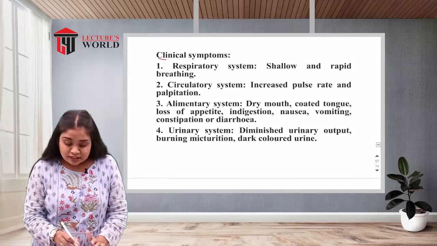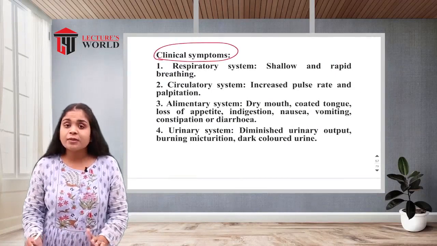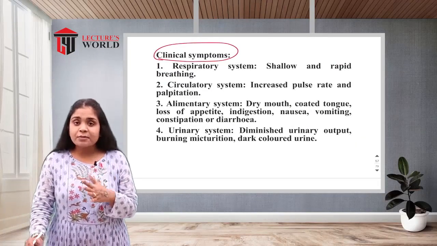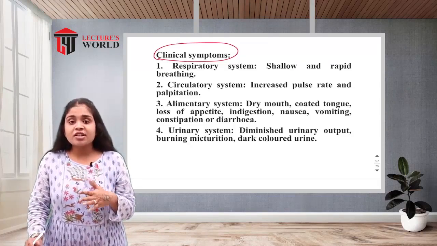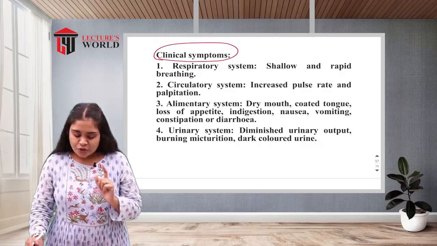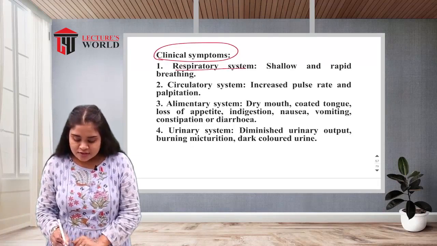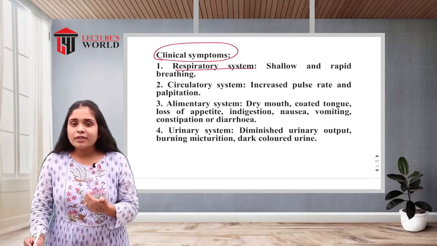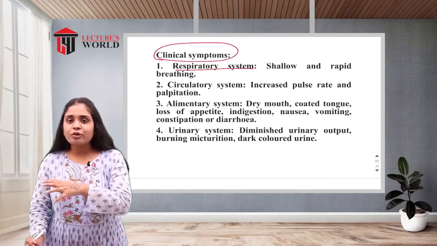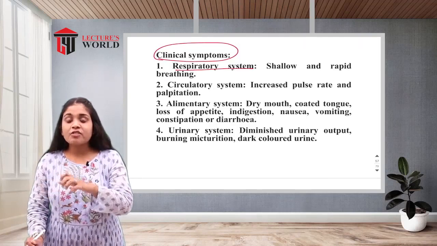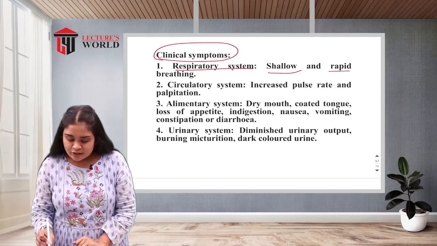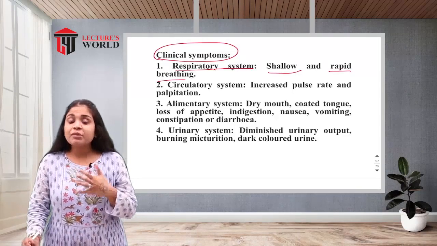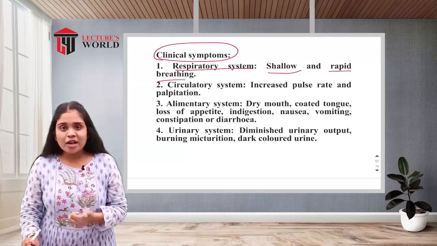Okay, now the clinical symptoms. What kind of symptoms will you see, according to the system, if the patient has an alteration in body temperature? First we'll talk about the respiratory system. How is the temperature going to affect the respiratory system, and what kind of symptoms can you see? Shallow and rapid breathing. So breathing will be very rapid and shallow.